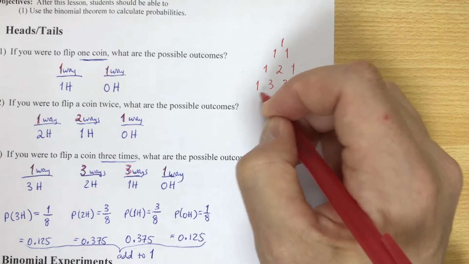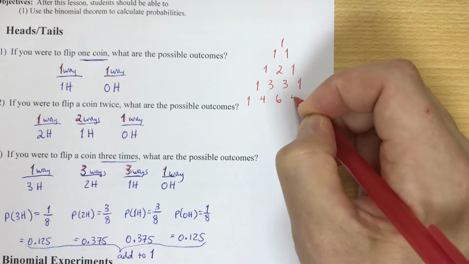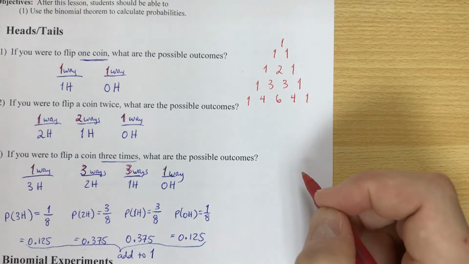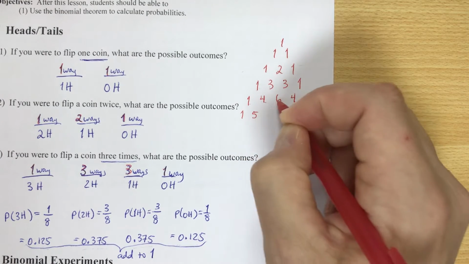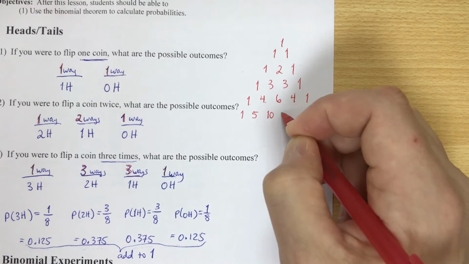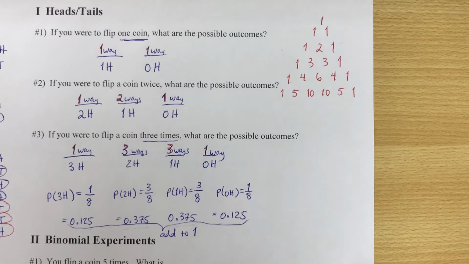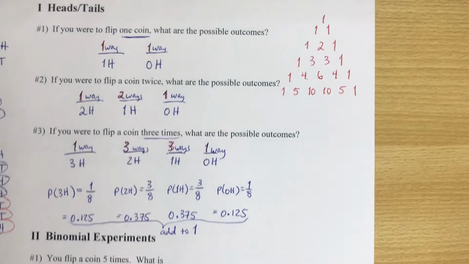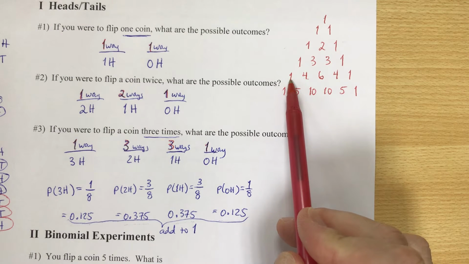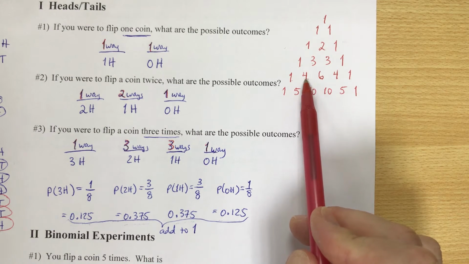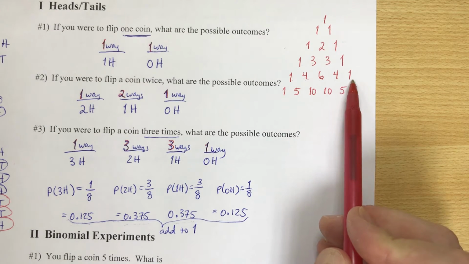If we kept going, this would be 1, 4, 6, 4, 1, and I'll go one more time. 1, add these up, that's 5, 4 plus 6 is 10, 6 plus 4 is 10, 4 plus 1 is 5, and then this is 1. So with Pascal's triangle, if we were to flip the coin 4 times, there's 1 way to get all heads, 4 heads. There's 4 ways to get 3 heads, 6 ways to get 2, 4 ways to get 1, and 1 way to get 0.